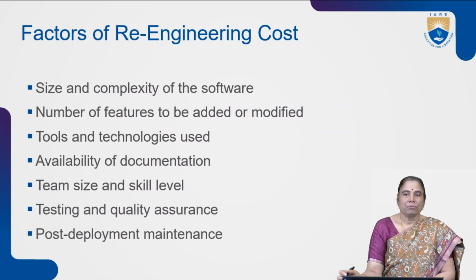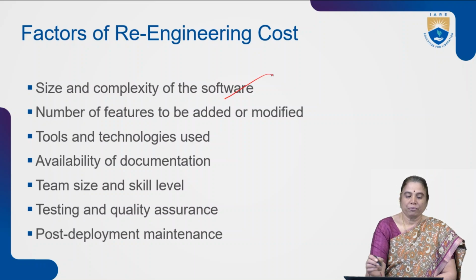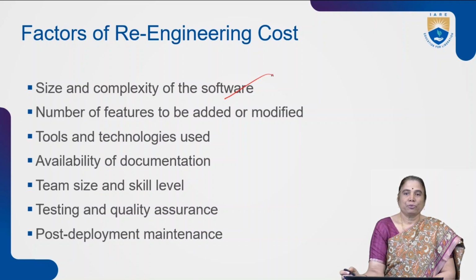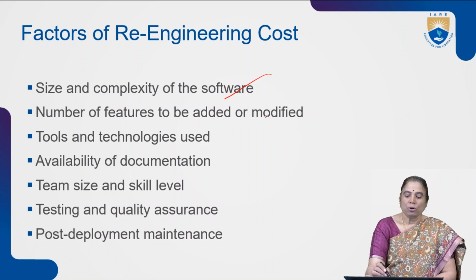The factors of re-engineering cost are the size and complexity of the software, the number of features to be added or modified, the tools or technologies that are used, the availability of documentation, team size and skill levels and expertise of the team, testing and quality assurance, and post-deployment maintenance.